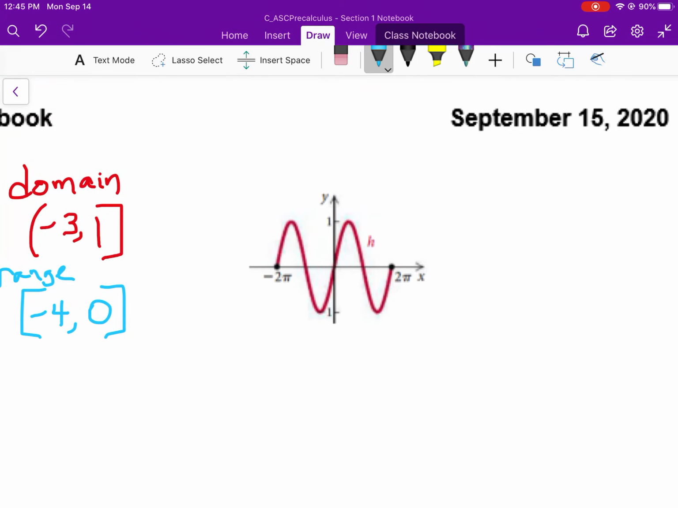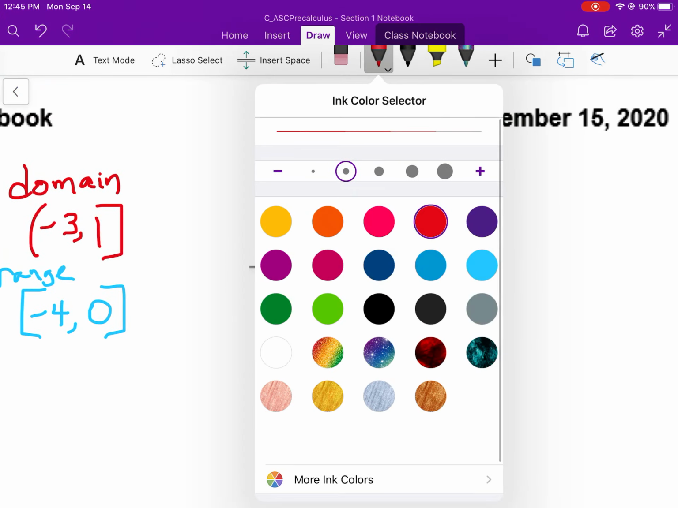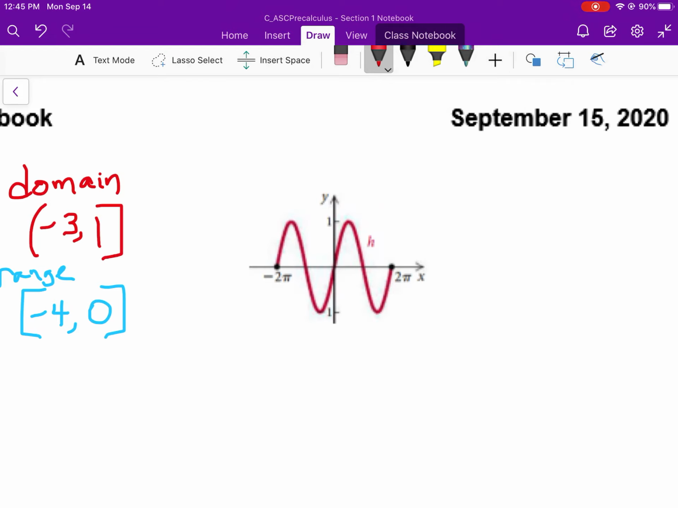All right, last one. I guess I'll do this one too. Domain is the x value, so it looks like the smallest x value is negative 2 pi. Do I want to include it? Is it a solid circle? It is, so I'm going to put a square bracket. And the largest is positive 2 pi, and it looks like it's included, so I'm going to put a square bracket.